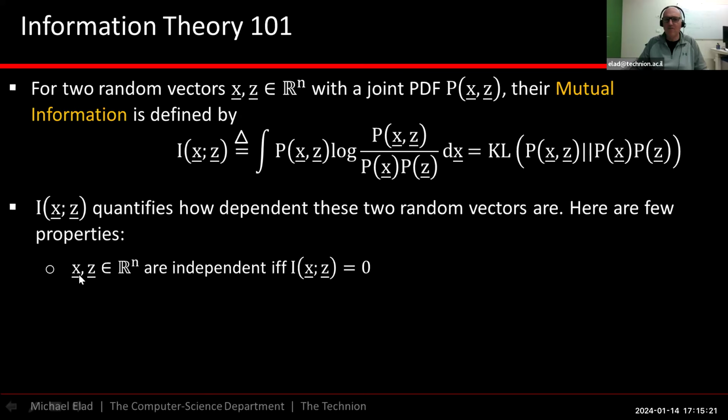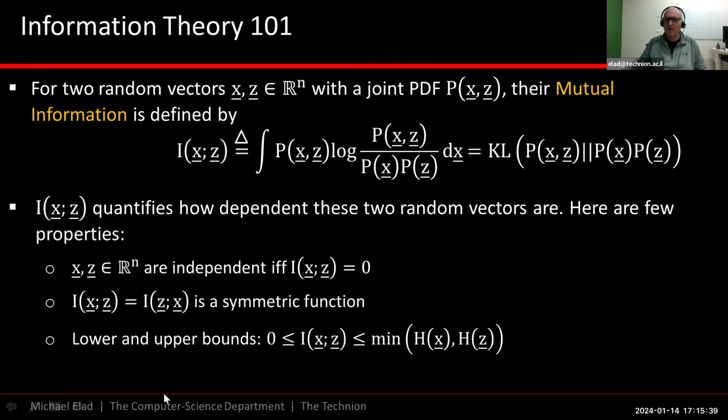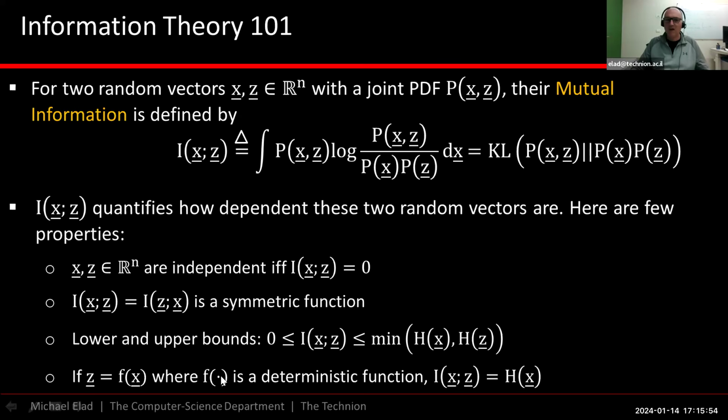Properties of this. For example, if x and z are totally independent, then the information is 0. And actually, it works in the other direction as well. The information, look at the expression, is symmetric. Replace the order between x and z, and you get the same thing. So it is a symmetric measure. Information, as we mentioned, is 0 for totally independent vectors. This is also the lower bound. The upper bound is the differential entropy of the smaller of the two, x or z. In fact, if z is a deterministic function of x, then the information in x about z is itself H of x, and that's all.